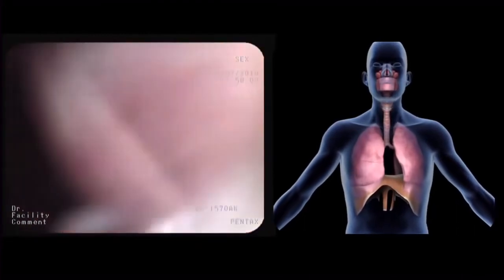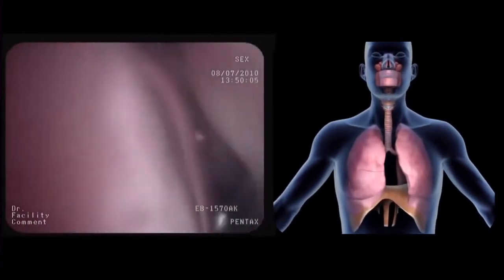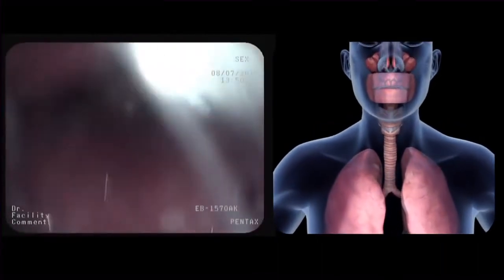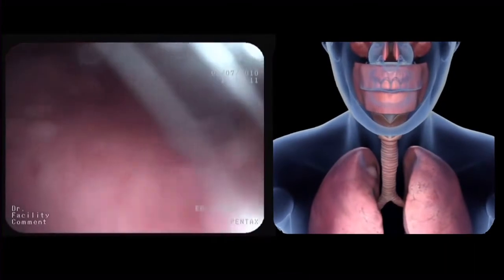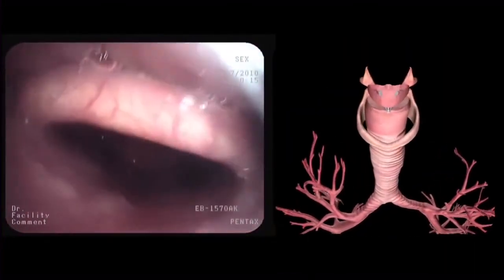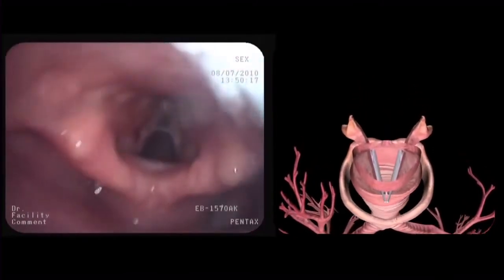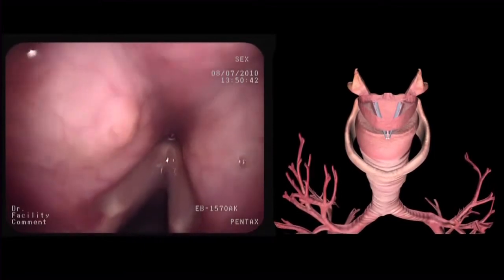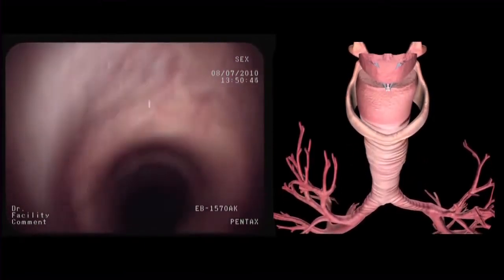In this film, we perform a tour of the normal segmental anatomy of the bronchi by means of bronchoscopy on a healthy volunteer under local anesthesia. After passage through the nose, the pharynx and the epiglottis, the glottis is reached. After inspection of the vocal cords and arytenoids, the bronchoscope is advanced into the trachea.